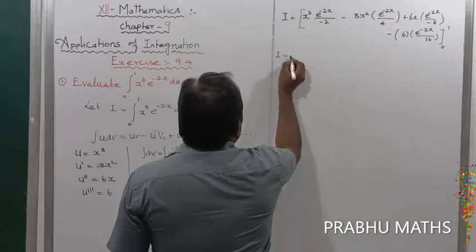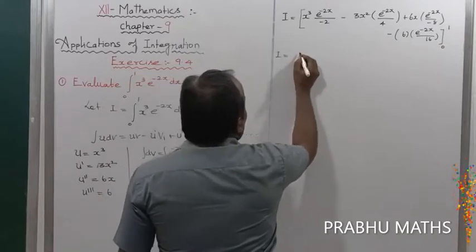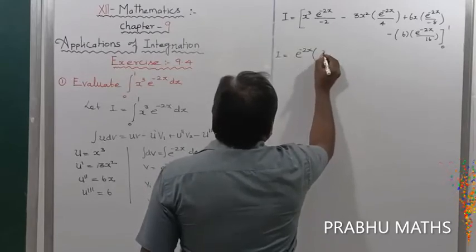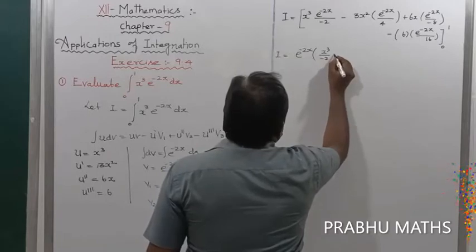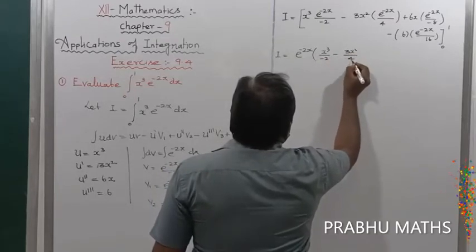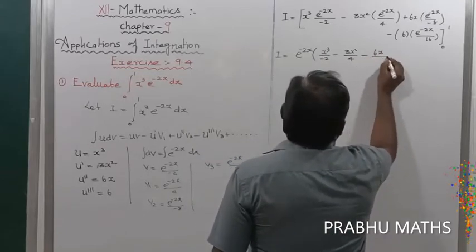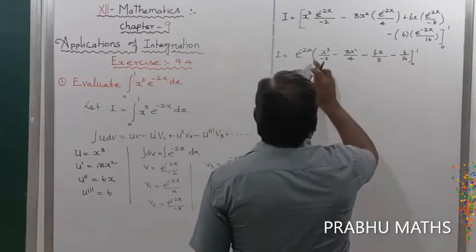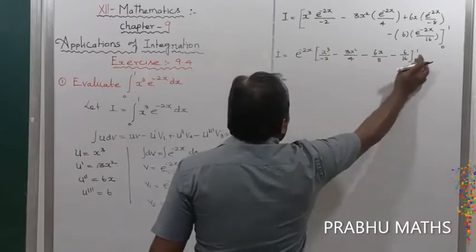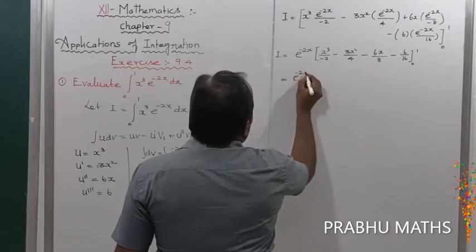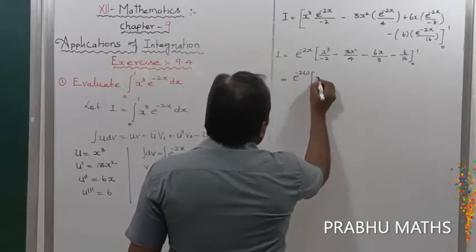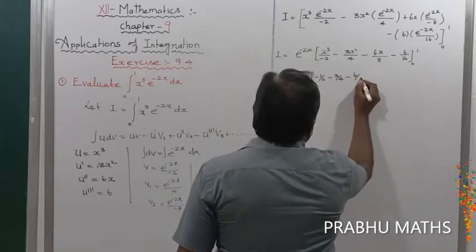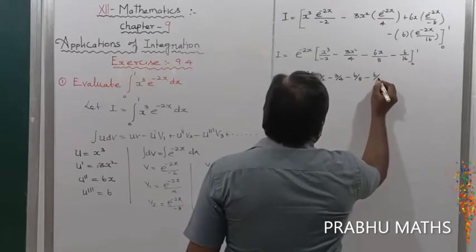So first, the upper limit value, upper limit means 1. Taking the common e power minus 2x, the remaining is x power 3 divided by minus 2, minus 3x square divided by 4, minus 6x divided by 8, minus 6 divided by 16, limits 0 to 1. So the upper limit 1 gives e power minus 2 into 1, into minus 1 by 2, minus 3 by 4, minus 6 by 8, minus 6 by 16.